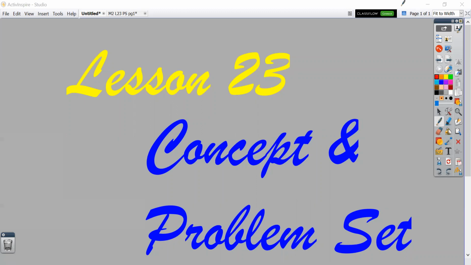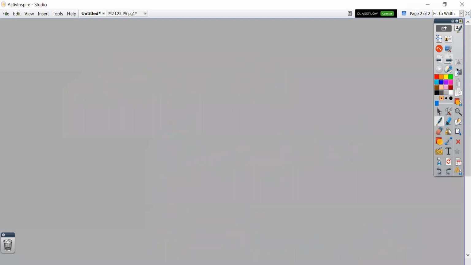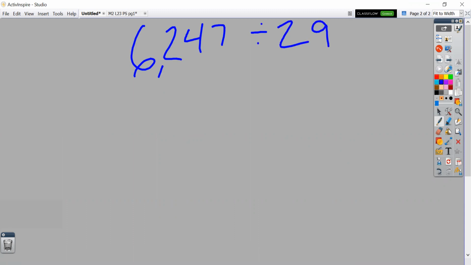All right, so let's jump right into it and let's get into lesson 23. Let's just practice one together before we get into the problem set. So 6,247 divided by 29. Now, we're still going to use that divisor.